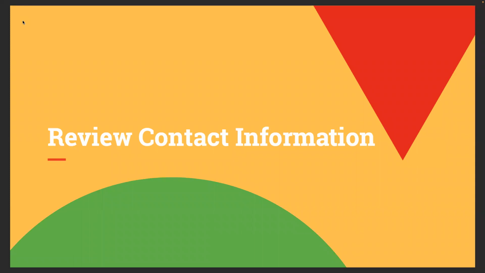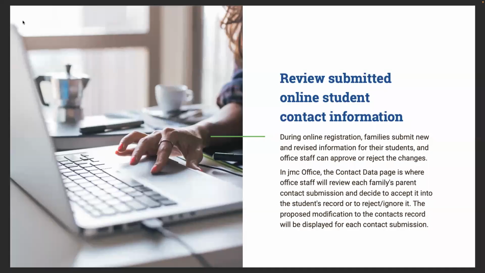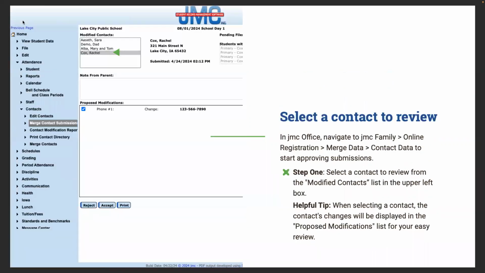And we'll look at reviewing contact information. During online registration, families submit new and revised information for their students, and office staff can approve or reject those changes. In JMC Office, the contact data page is where office staff will review each family's parent contact submission and decide to accept it into the student's record or to reject or ignore it. The proposed modification to the contact's record will be displayed for each contact submission.